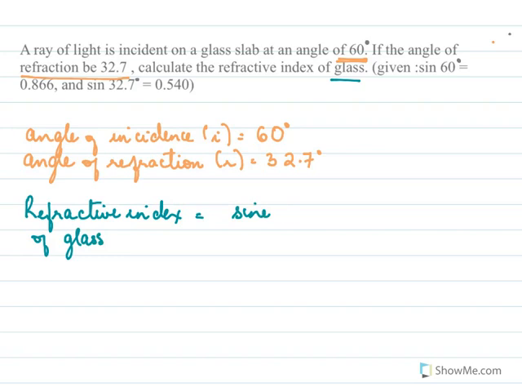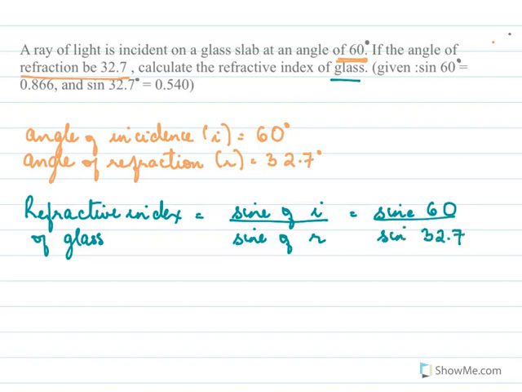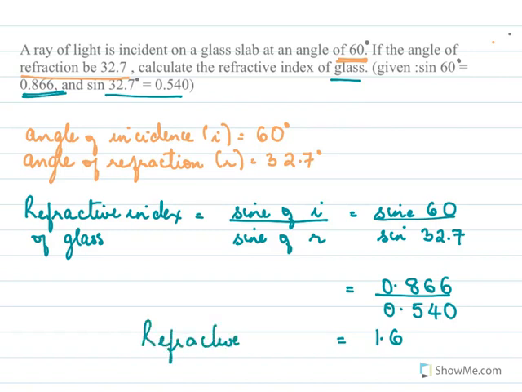The refractive index of glass will be the sine of the angle of incidence, I, over the sine of the angle of refraction, R. So this would be sine of 60 over sine of 32.7. They've given you sine of 60 as 0.866, and sine of 32.7 as 0.540, and on dividing this we get 1.6 as the refractive index of the glass slab. So we can find the refractive index in two ways: sine of I over sine of R, or the speed of light in medium 1 over the speed of light in medium 2.